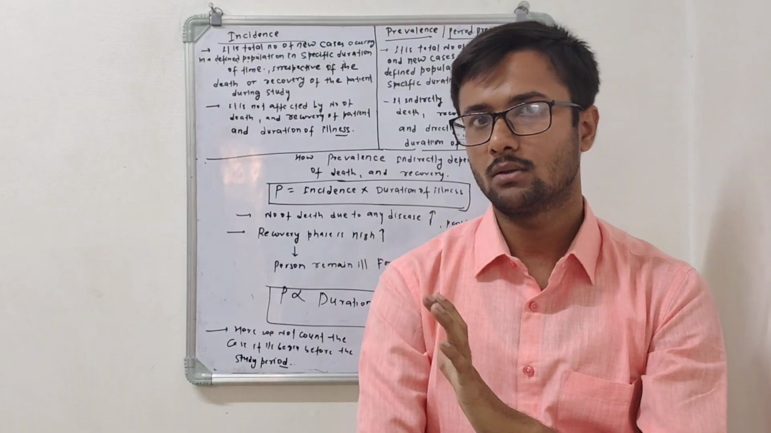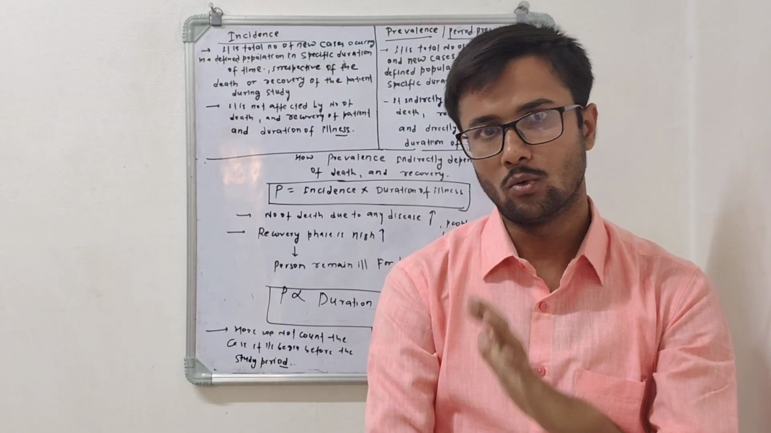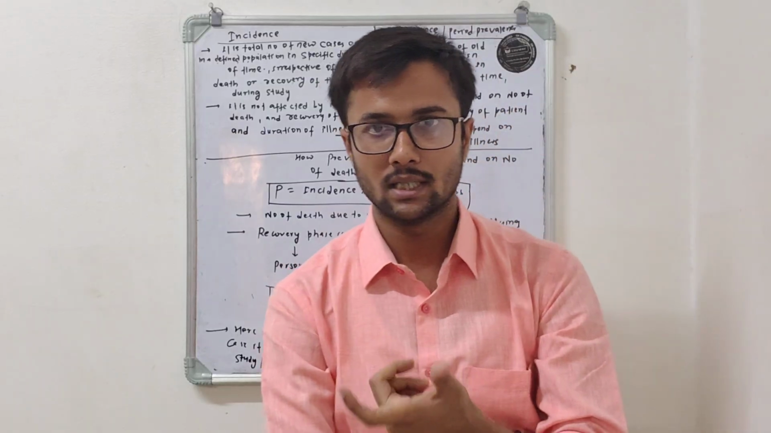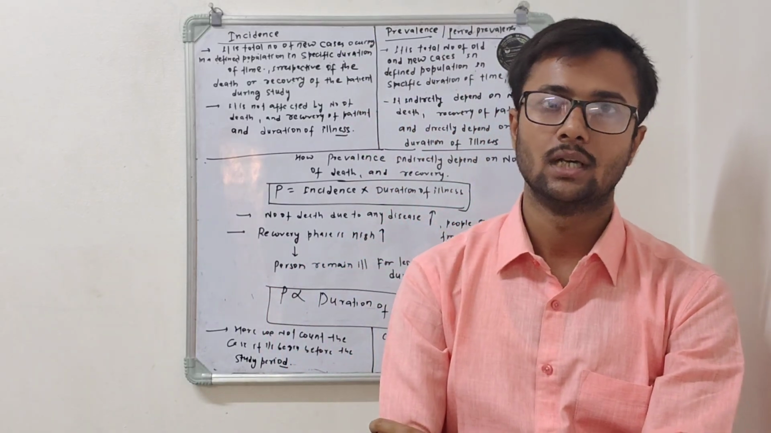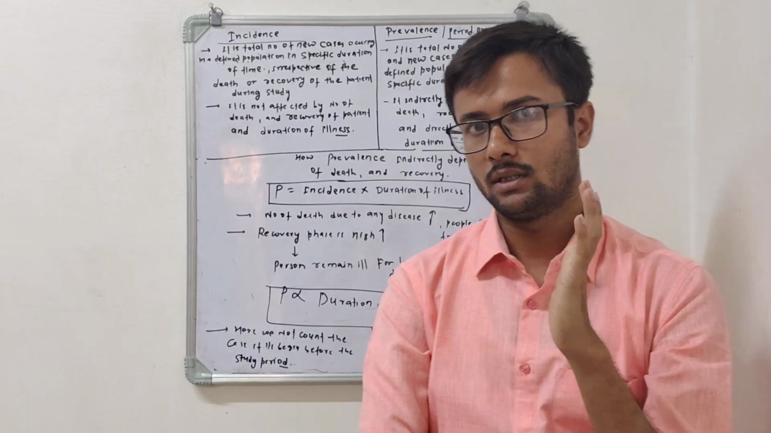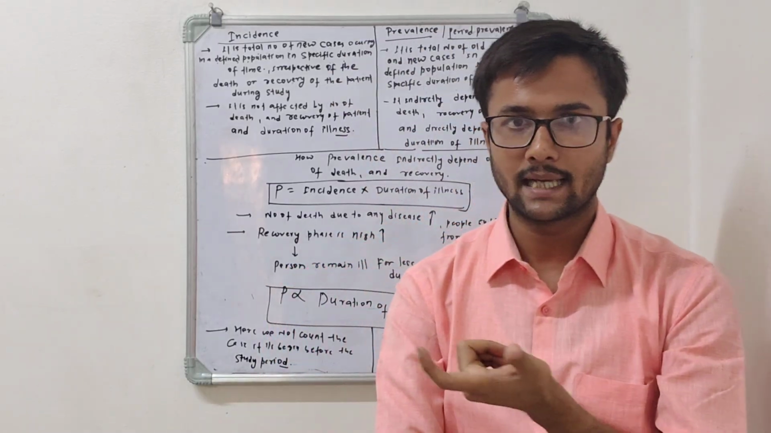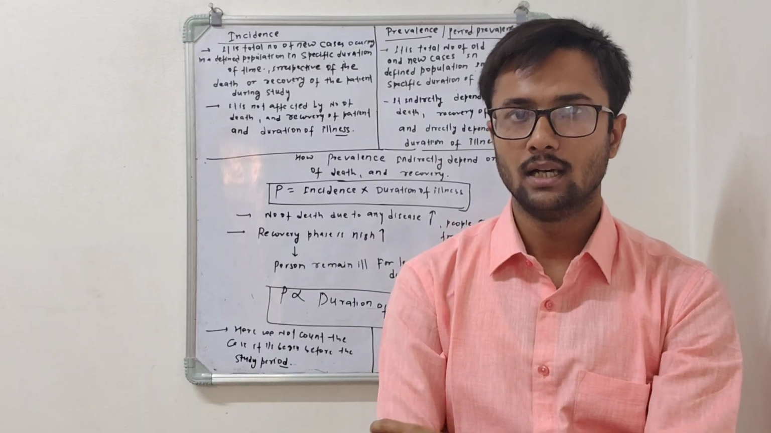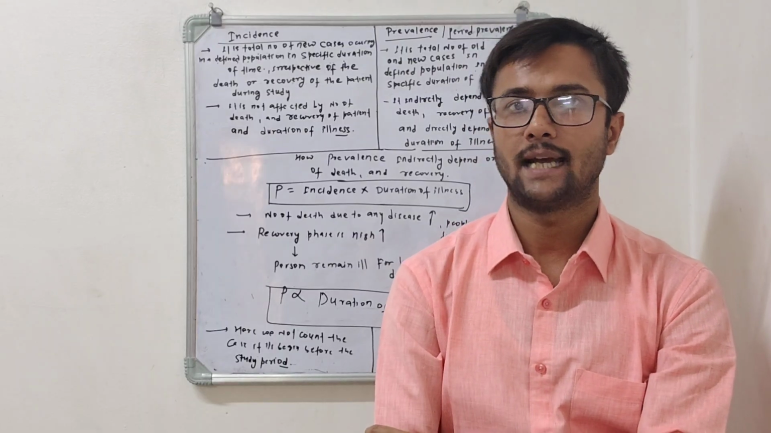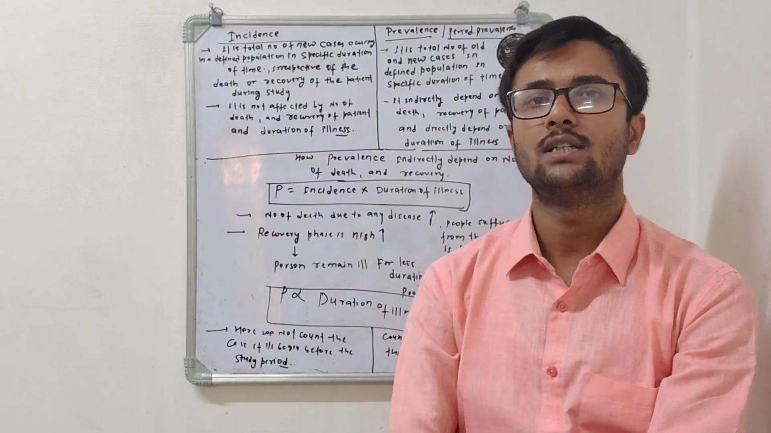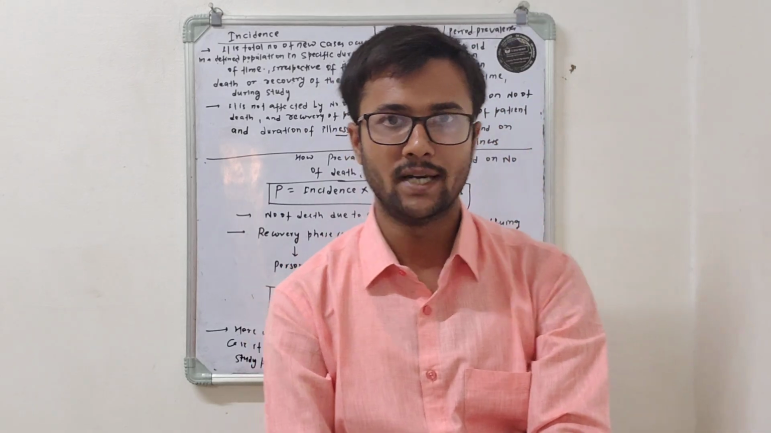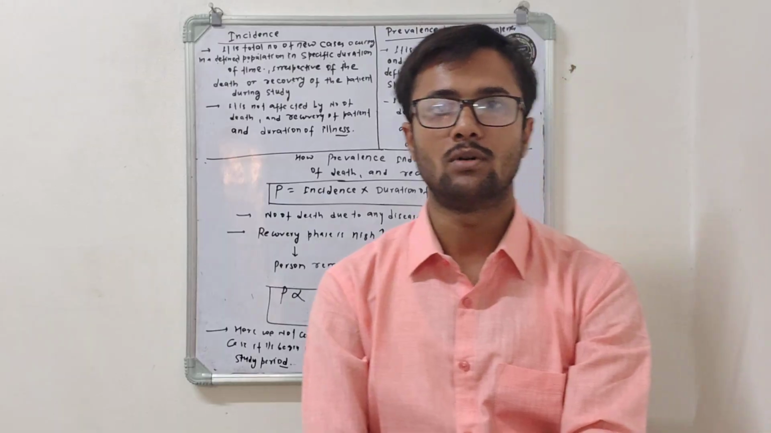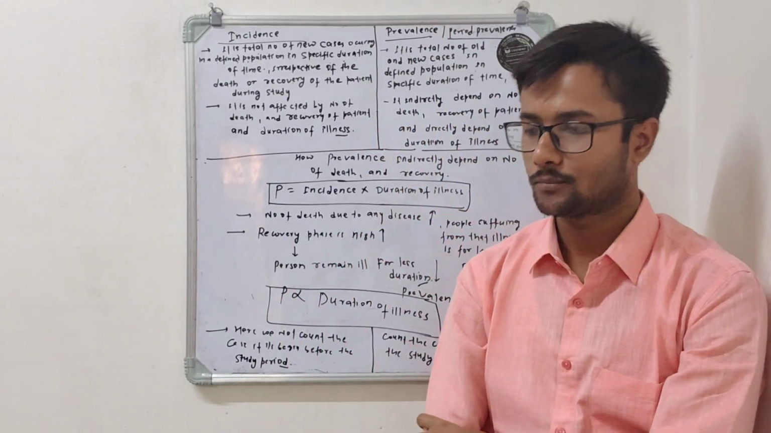Prevalence means the total number of cases, old plus new, in a defined population during a fixed duration of time. So in the case of prevalence, we calculate the total number of cases, I mean old and new cases, during a fixed duration of time. Basically this is the definition of period prevalence, not point prevalence. For point prevalence, it is the total number of old and new cases at a point in time.